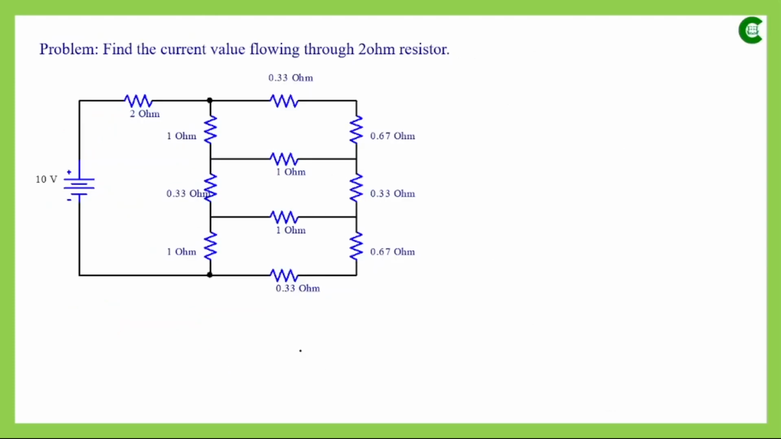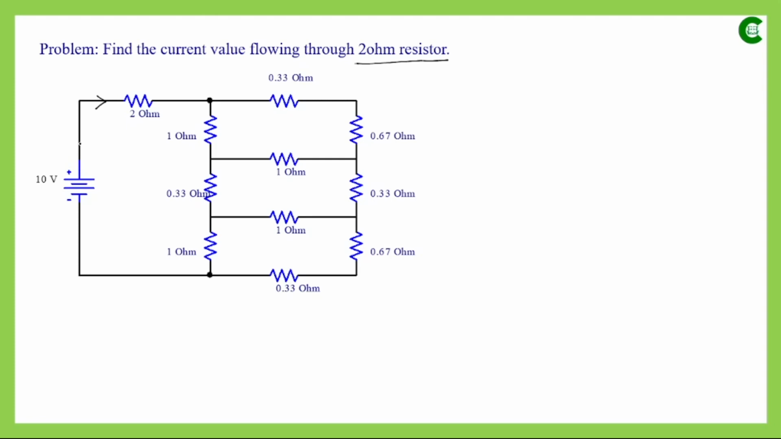So this is the circuit where we have multiple resistors and we have a voltage source. Finally, we have to find out how much current is flowing through this 2 ohm resistor. So the 2 ohm resistor means basically the main current that is supplied by this voltage source, having a value of 10 volt. That current we have to find out.